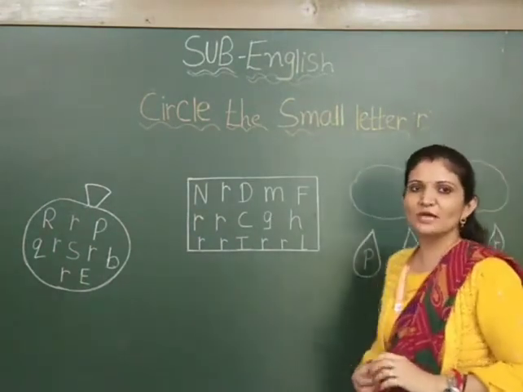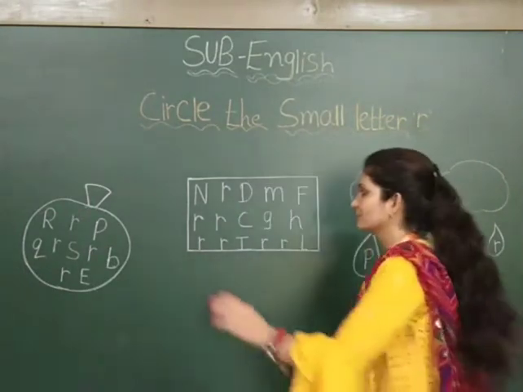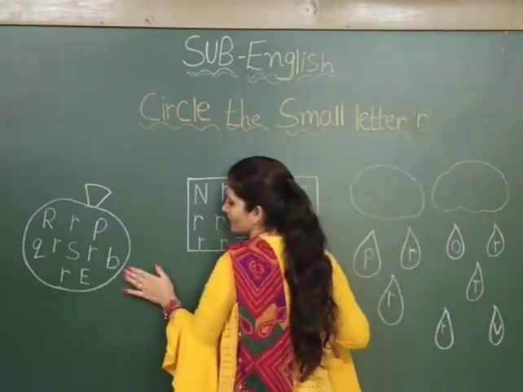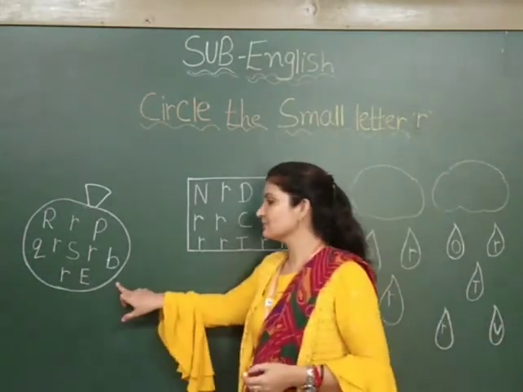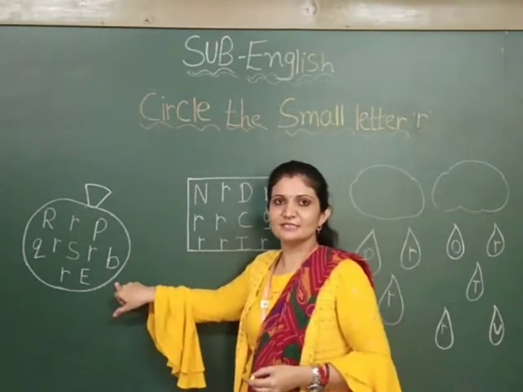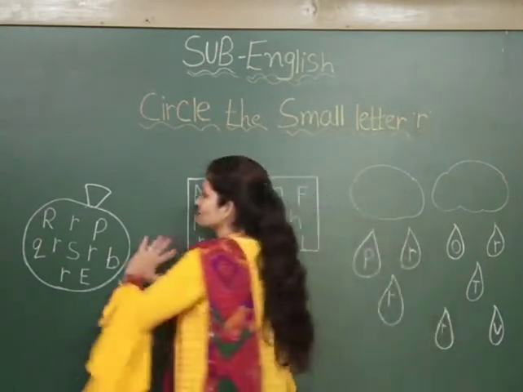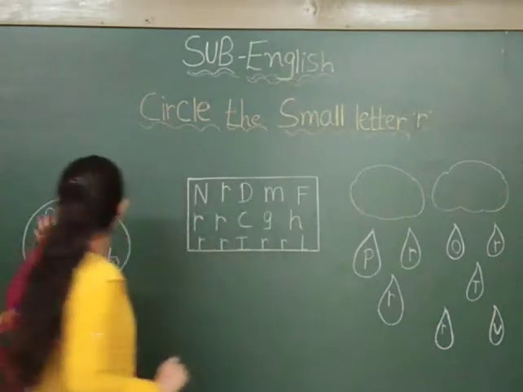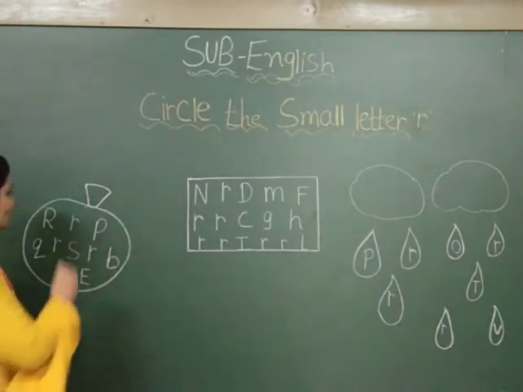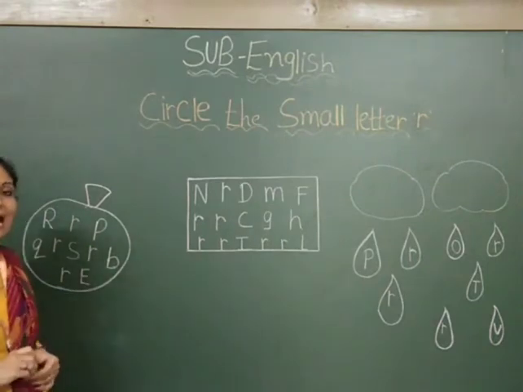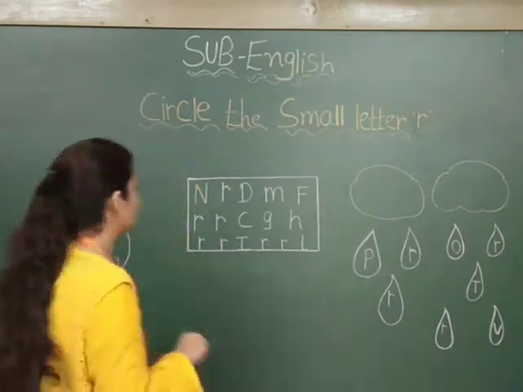That means we have to circle small letter R. You can see that I drew a picture. Which picture is this? Yes, this is a picture of a ring. In this picture I wrote some alphabets. Now what we have to do? We have to find small letter R and then circle it.